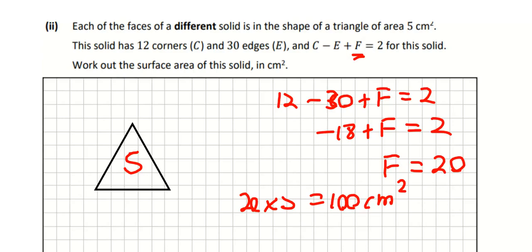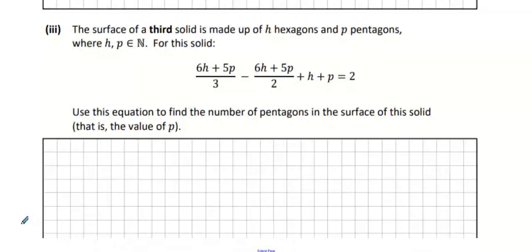All right, lads, what about this one here? The surface of a third solid is made up of hexagons and pentagons, where H and P are natural numbers. So there are numbers like 1, 2, 3, 4, 5, 6. Okay. Use this equation to find the number of pentagons in the surface of this solid.